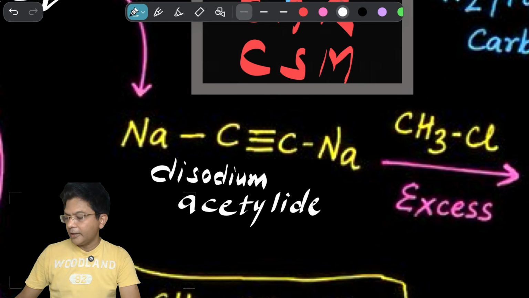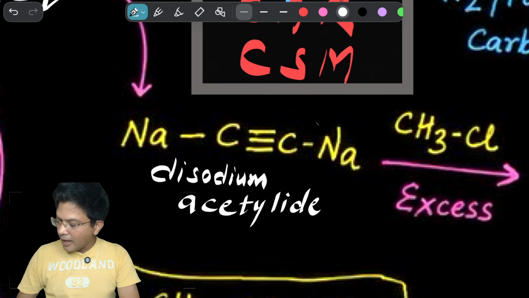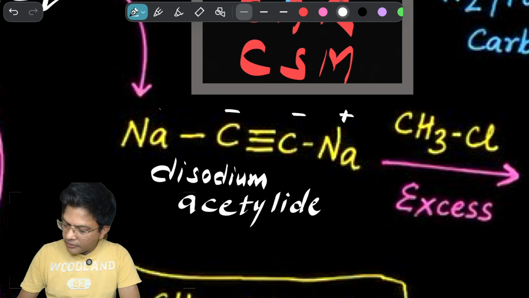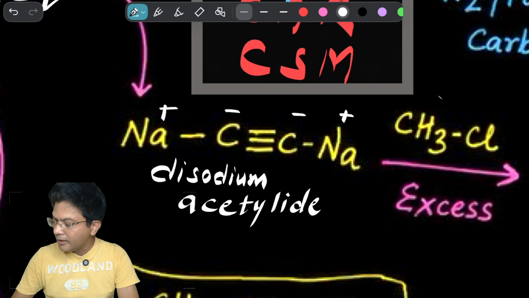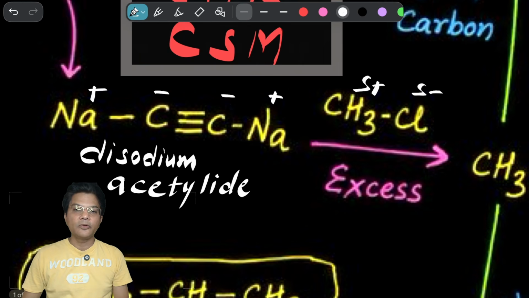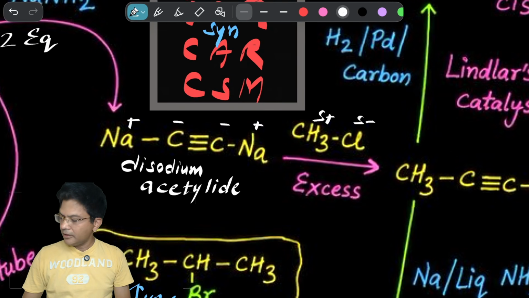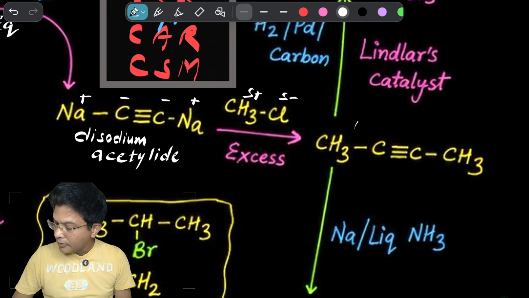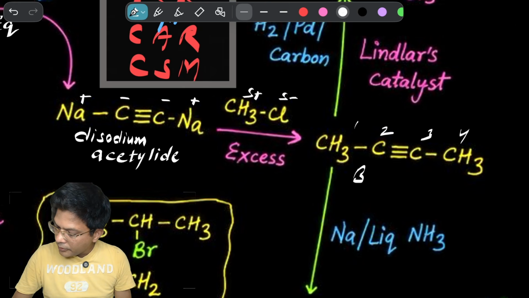Now the carbon is having negative charge, sodium is having positive charge. So methyl is del plus and chloride is del negative. NaCl will eliminate out. So 2 moles of methyl chloride are required, and in this way we will get compound 2-butyne. 1, 2, 3, 4. It is but-2-yne.